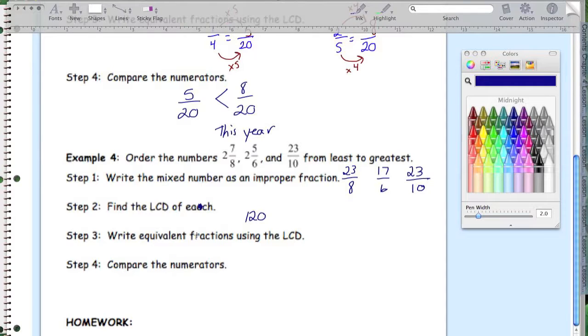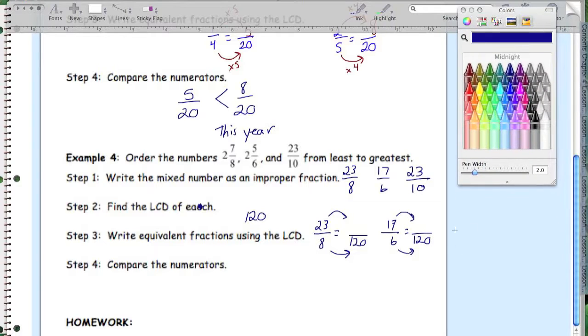Now, they want us to write equivalent fractions using this LCD. So what I would do is 23/8, and I need my denominator to be 120. So I'm going to see how I get from here to here, and that's going to give me this value. And then I'm going to do it for this one, 17/6. I need my denominator of 120. So whatever I have to do to get from here to here, I'm going to do to get from there to there. And then the last one was 23/10, and I need my denominator of 120. So I have to find out whatever the multiplying factor is.